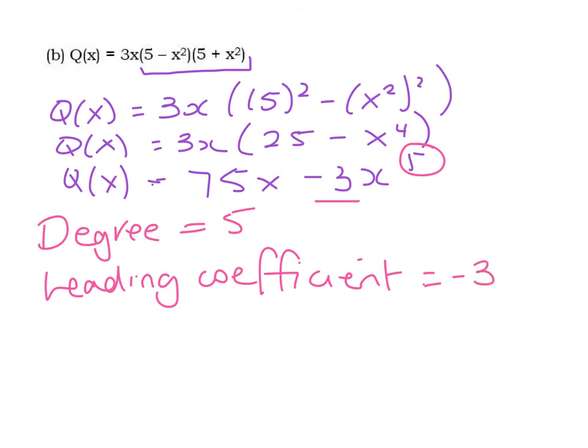And then finally the constant. Now there's no term independent of x, so our constant is 0. Don't forget to write that in, because it's not assumed that if you don't write down the constant you're meaning 0.